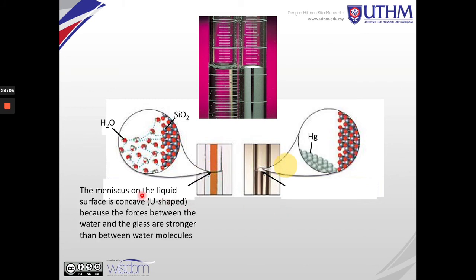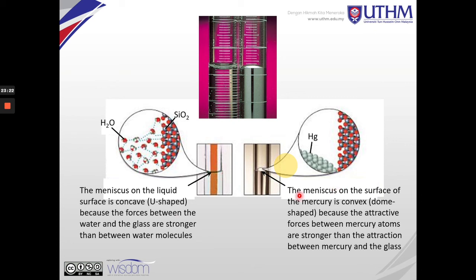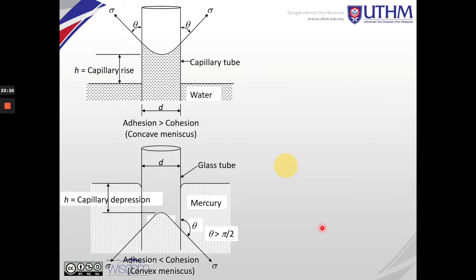The meniscus on the liquid surface is a concave U shape. This is the U shape for the rod with water, because the forces between the water and the glass are stronger than between water molecules. But the meniscus on the surface of the mercury is a convex dome shape, because the attractive forces between mercury atoms are stronger than the attraction between mercury and the glass.